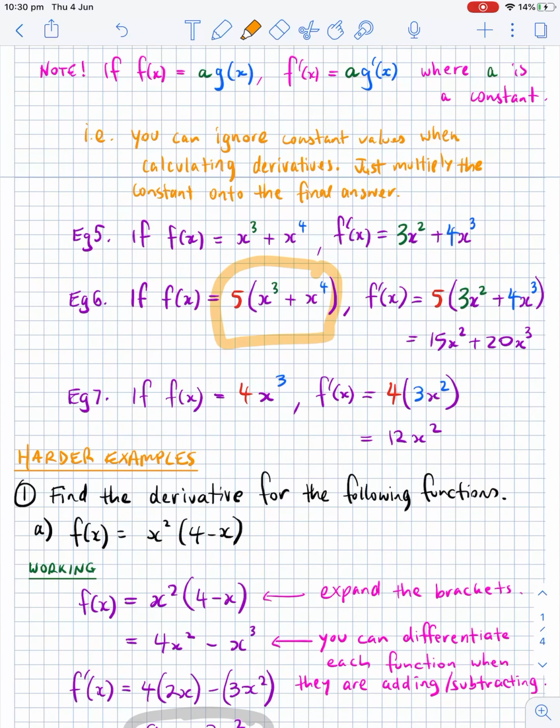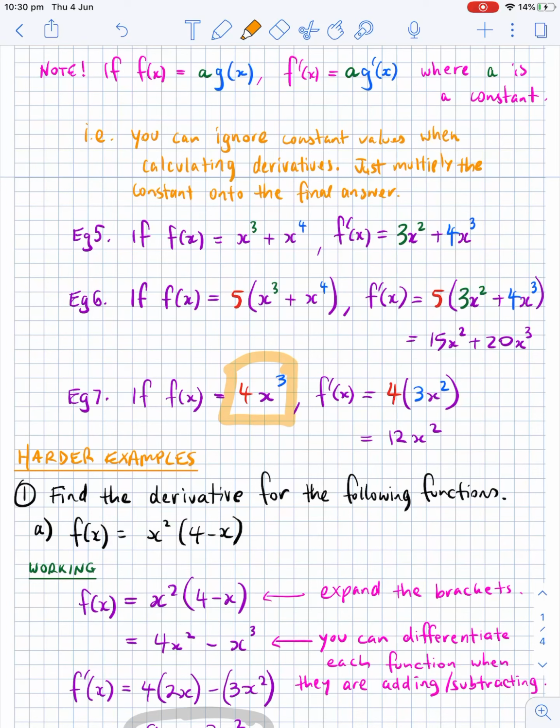This one here, again, is not too bad, because all we've got is this 5, a constant multiplying, and constants that are multiplying are completely okay. Just look at the part inside your bracket and differentiate that. That part becomes 3x squared plus 4x cubed, as we did just here. We can literally leave that 5 alone and keep it out the front of the brackets. And lastly, we do like to expand our expressions. So we get 15x squared, and then 20x to the power of 3 for our final answer.